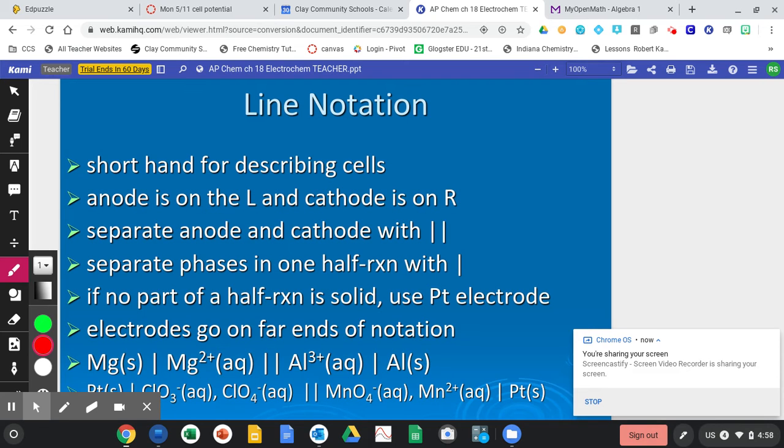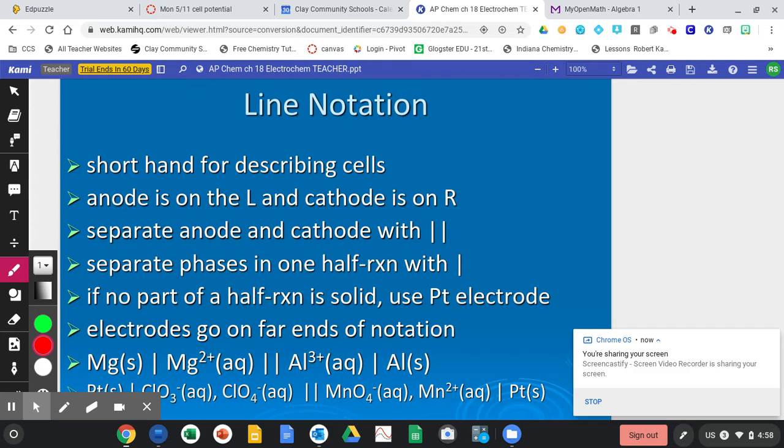All right, today we are going to learn about line notation. Basically, it's a shorthand for describing cells. I wish I could have you drawing the cells. I think it would help you see it better, but I realized early on that would just be frustrating for both of us, me trying to grade it and you trying to draw it. So I decided we would skip that. And hopefully, with what we are doing, you are seeing how these are set up.